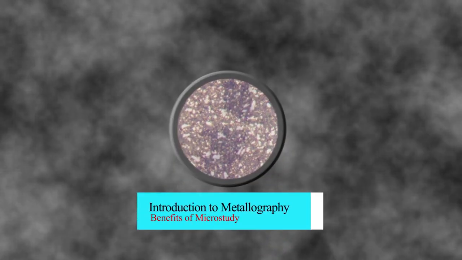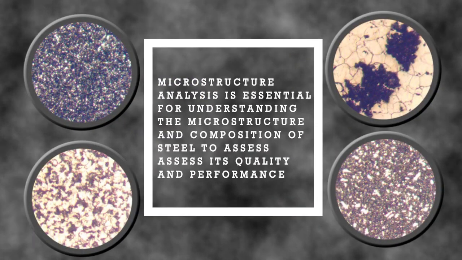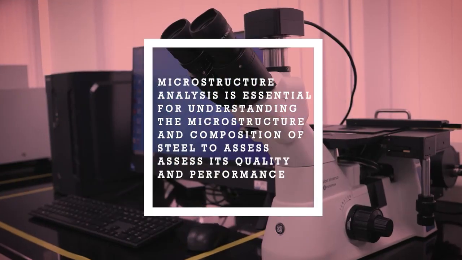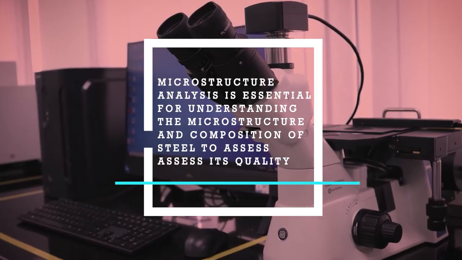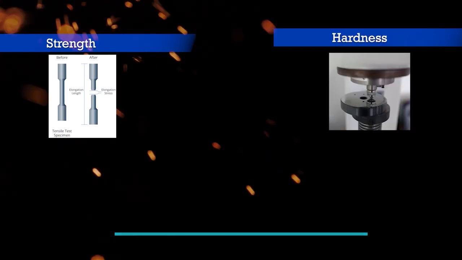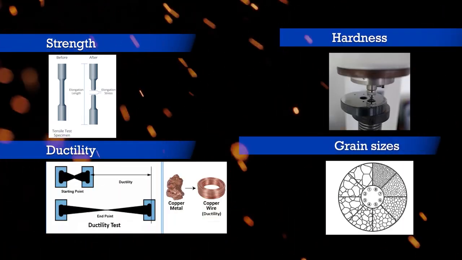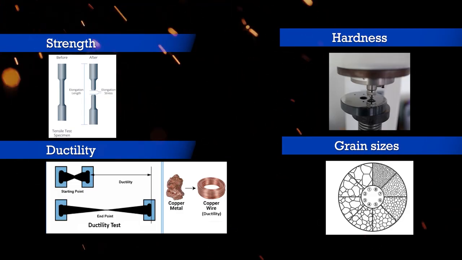Microstructure analysis is essential for understanding the microstructure and composition of grey cast iron to assess its quality and performance. An understanding of microstructure will help to understand the mechanical properties such as strength, hardness, ductility, and the phases in the product, and also grain sizes wherever applicable.